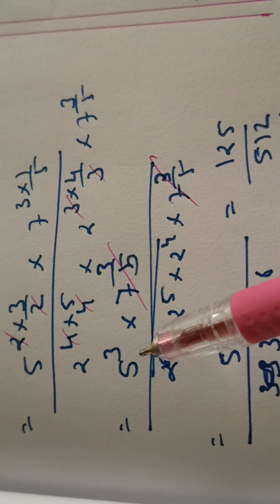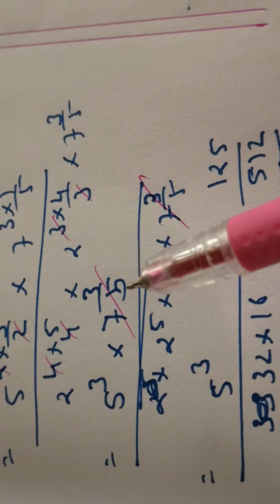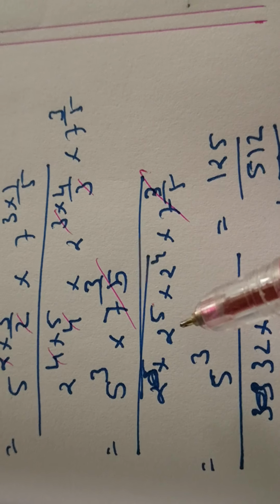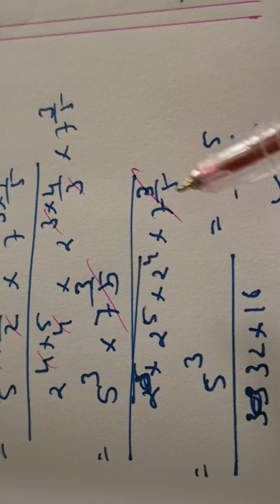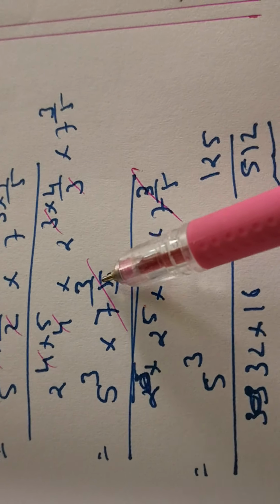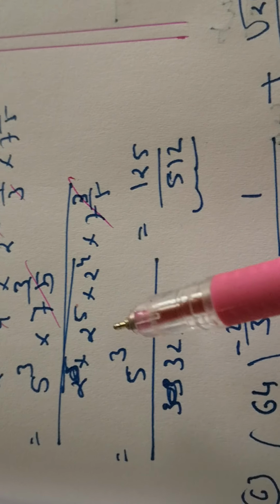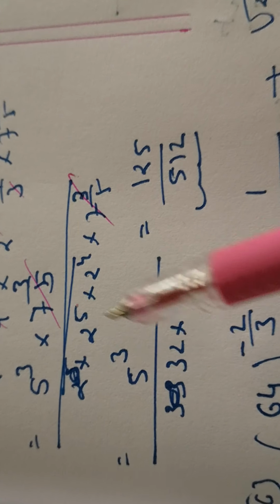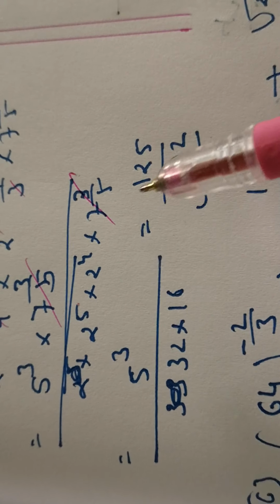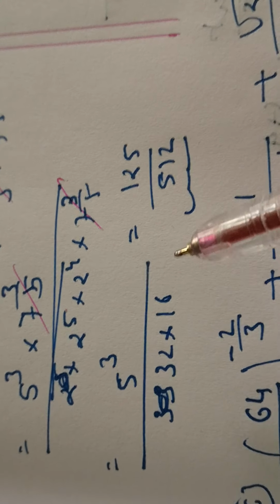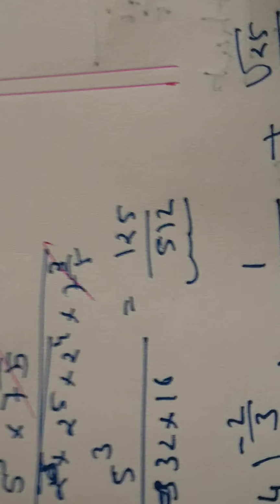The answer left is 5 cube multiplied by 7 raised to 3/5, upon 2 raised to 5, 2 raised to 4 and 7 raised to 3/5. 7 raised to 3/5 also gets cancelled. So the number left is 5 cube, 2 raised to 5 is 32 and 2 raised to 4 is 16. So 5 cube is 125 and 32 into 16 is 512. That is your final answer.